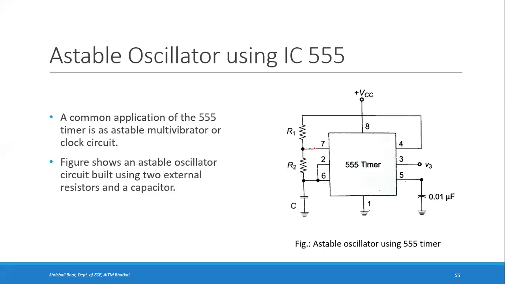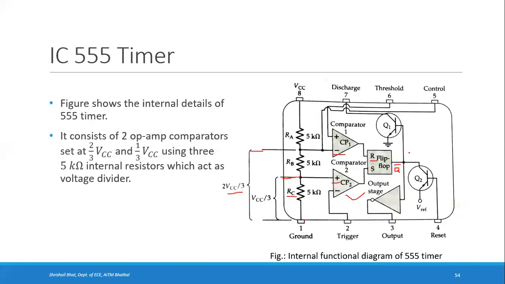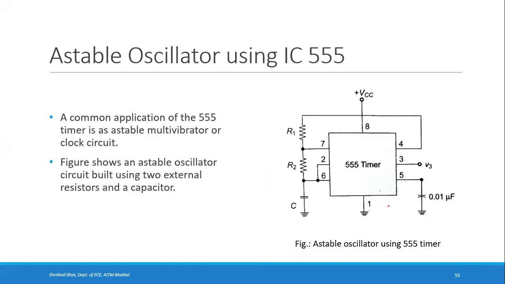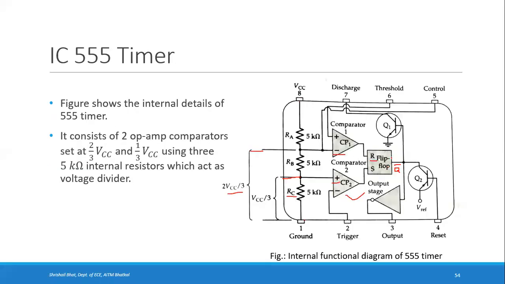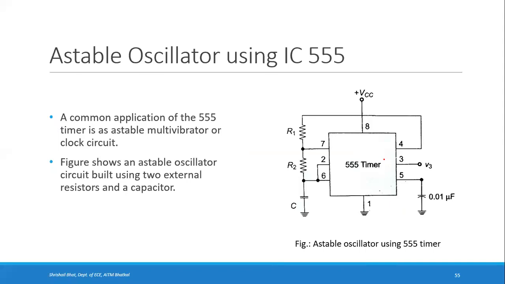So when you're asked in the exam to explain this, you should draw this diagram as well as this diagram. This shows the internal details. So to draw it here, it will become difficult, so you draw it separately. Then you draw the circuit of a 555 timer as used in astable oscillator.